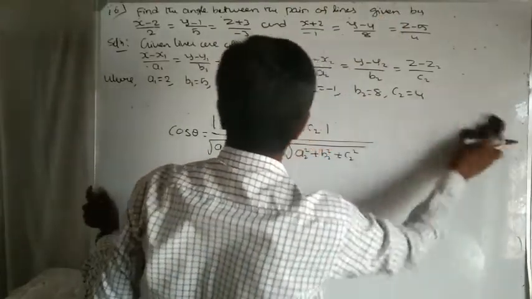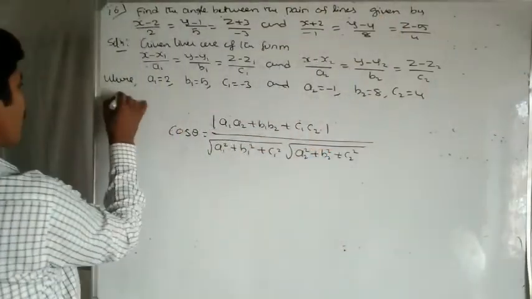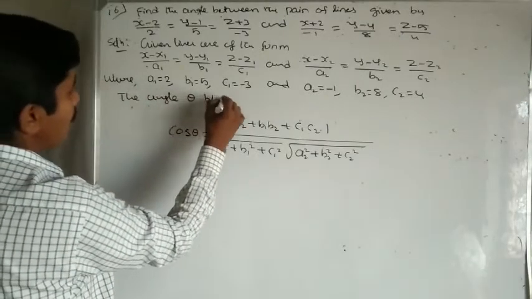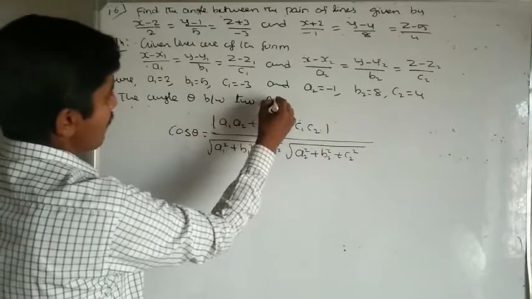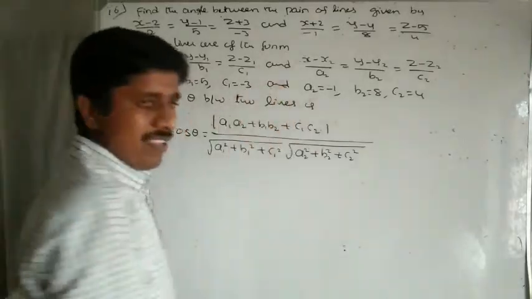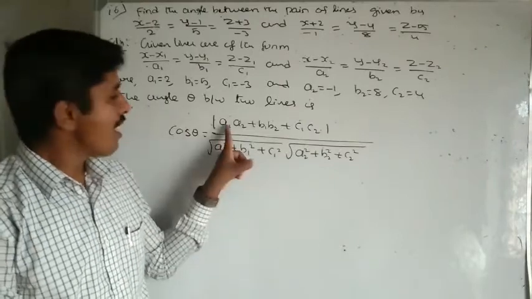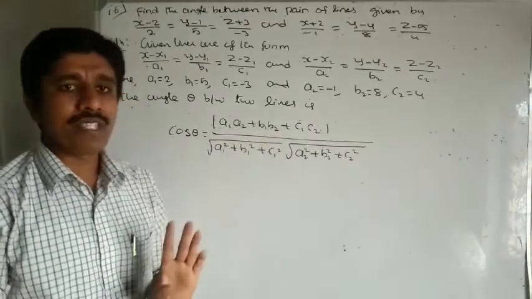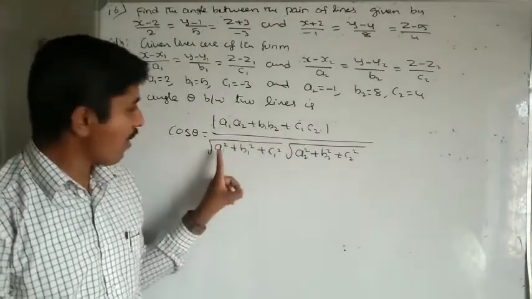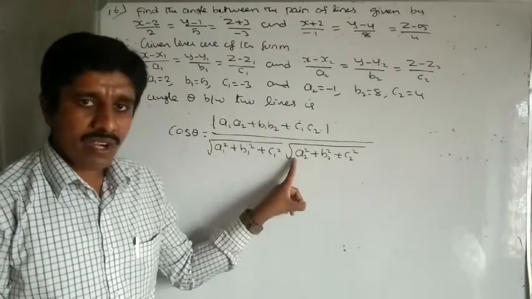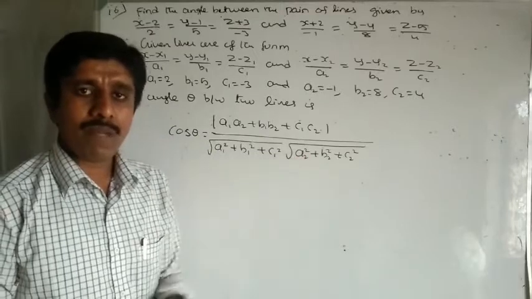Correct. So the formula: the angle theta between two lines is given by cos theta equals modulus of a1 a2 plus b1 b2 plus c1 c2, divided by square root of a1 square plus b1 square plus c1 square, into square root of a2 square plus b2 square plus c2 square.